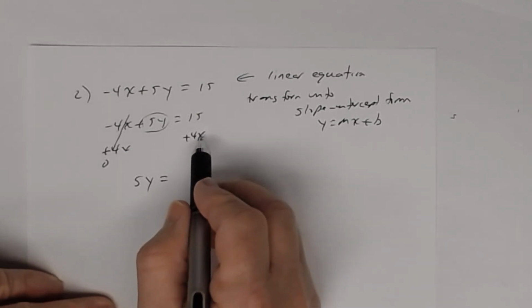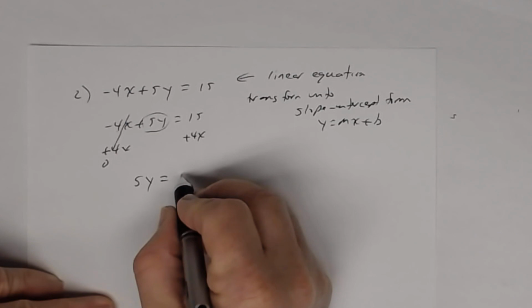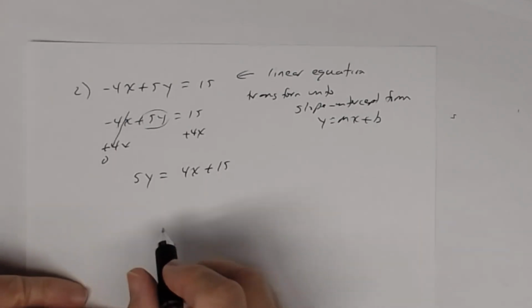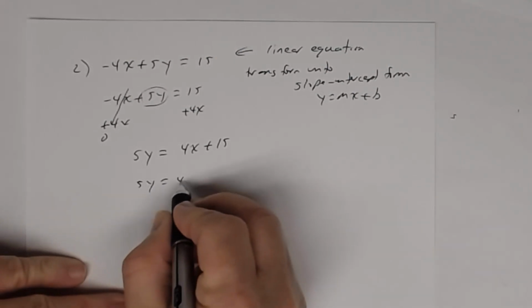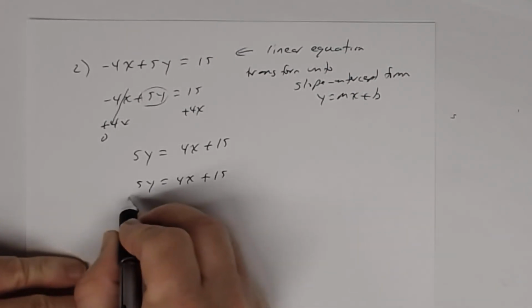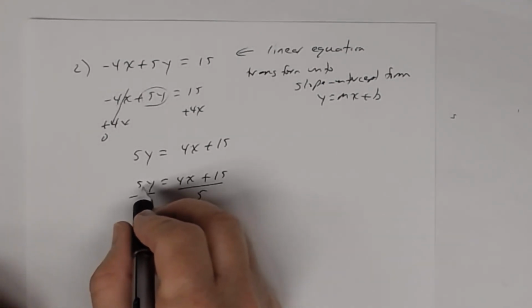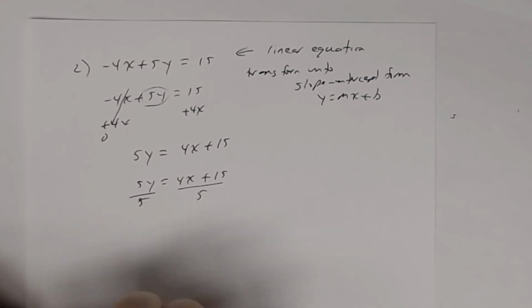Now these are not like terms, because this has the variable x and this is a constant. But I'm going to rewrite this in descending order. So I get 4x plus 15. The next thing I'm going to do is get y by itself. So I'm going to rewrite this over, and now divide both sides by 5, because right now you're multiplying by 5. The opposite is to divide by 5. And notice what you do to one side, you do to the other.